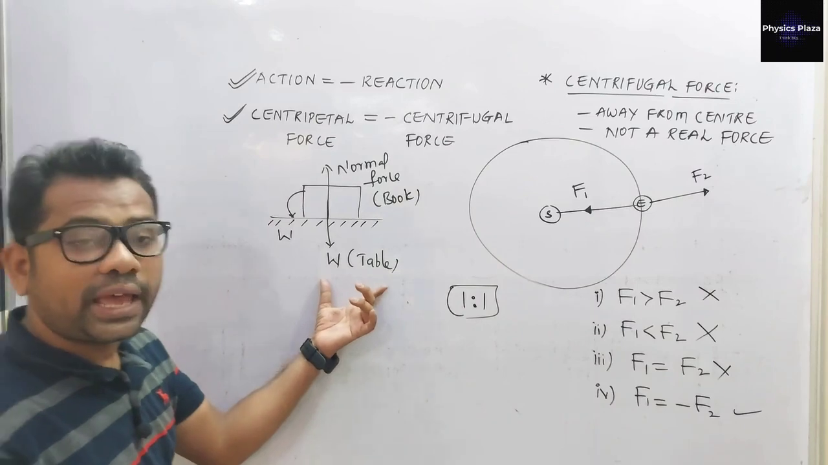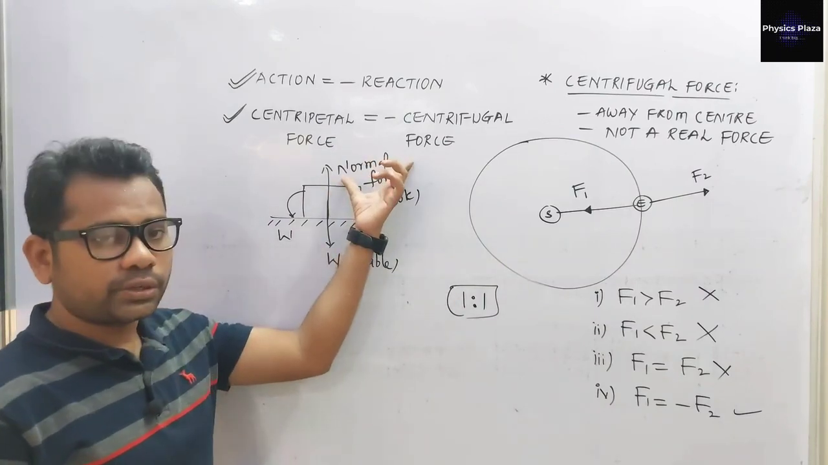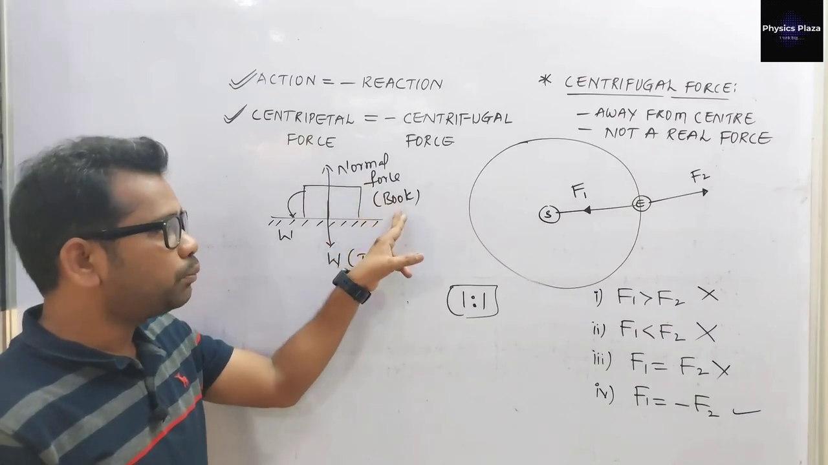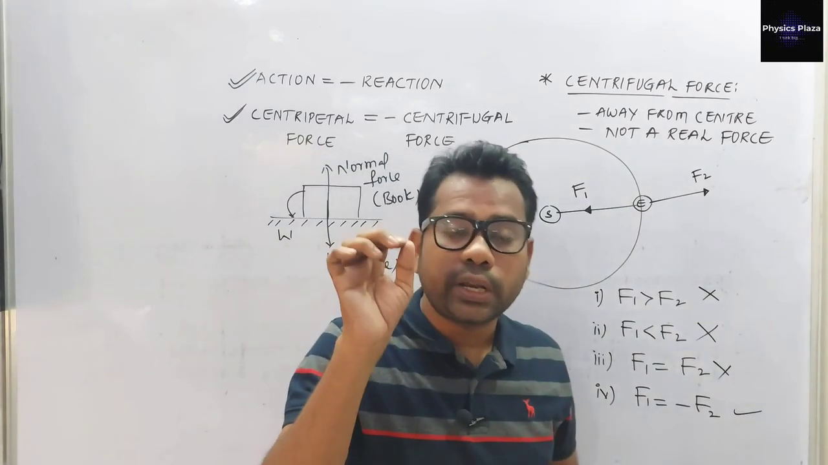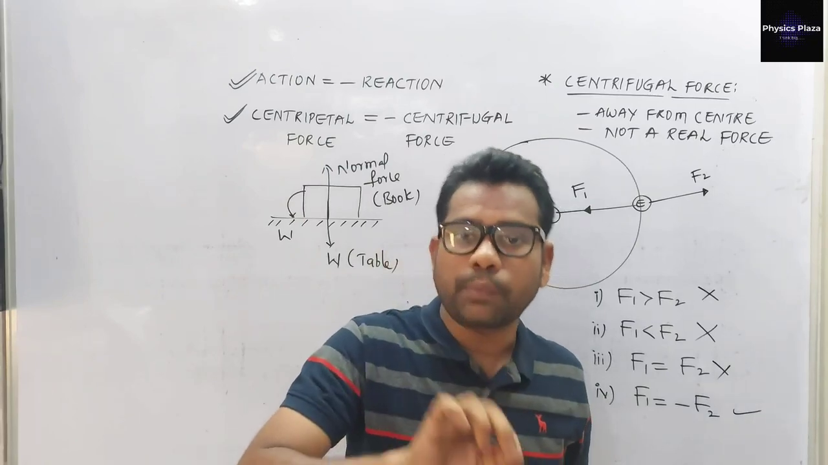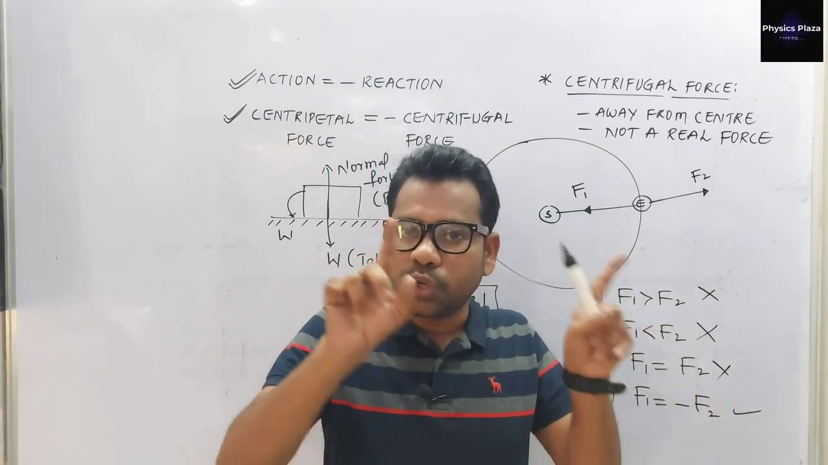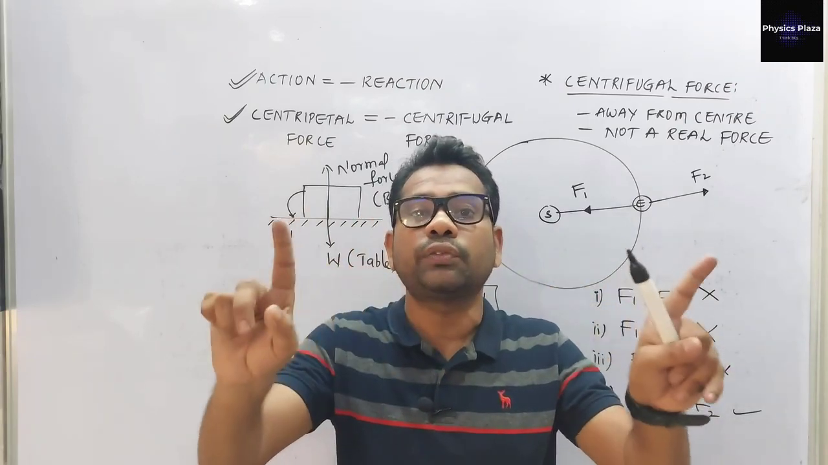So here, weight is the action, normal force is a reaction. Try to understand. But weight is acting on a table, normal force acting on a book. Which means what? Action, reaction. Two forces might be equal and opposite, but both will act on two different bodies. I repeat once again. Action, reaction forces, both will act on two different bodies.